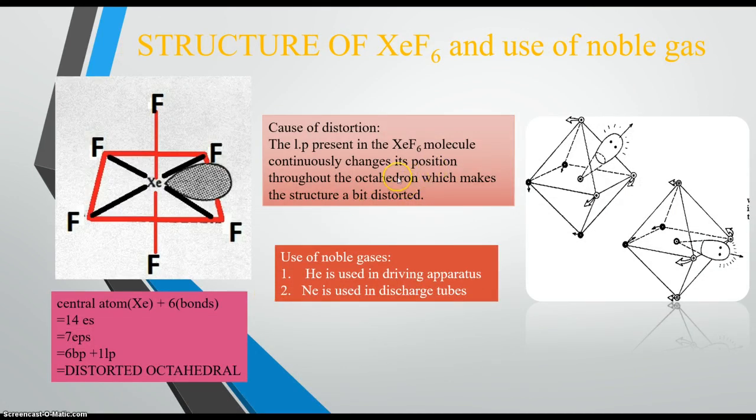It has an octahedral structure. The determination of the octahedral structure is again based on VSEPR theory, where xenon is the central atom and it is making 6 sigma bonds with 6 fluorine atoms, so plus 6, total 14 electrons. 14 electrons means 7 electron pairs. So among the 7 electron pairs, 6 are bond pairs, as you can see over here in the structure. 6 are bond pairs and 1 is a lone pair.